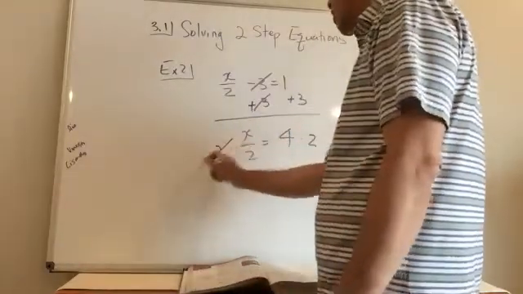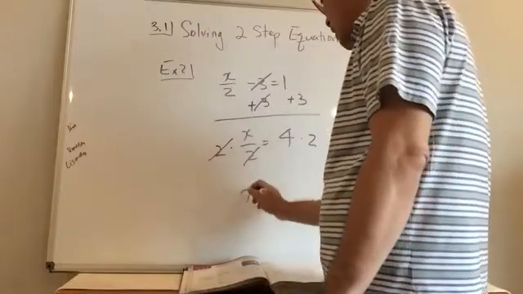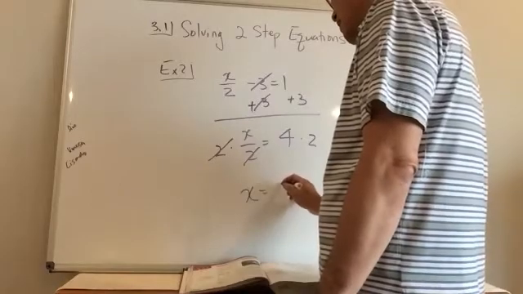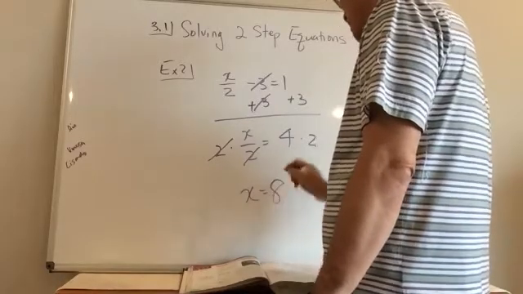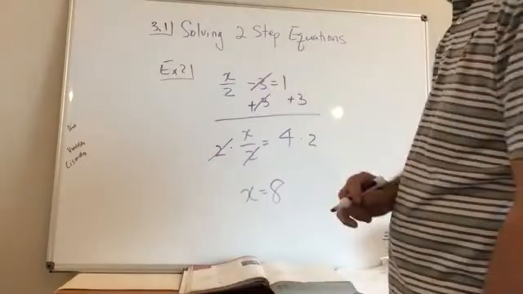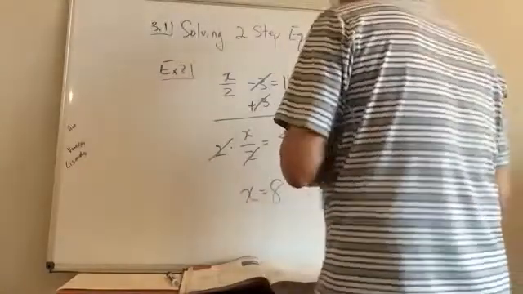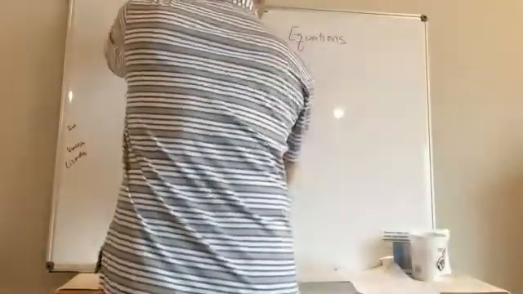So this 2 and this 2 would go away. I have x is equal to 4 times 2, which is what? 8. There you go. So your answer is 8. Okay? All right, so that's that. Let's go to example number 3.